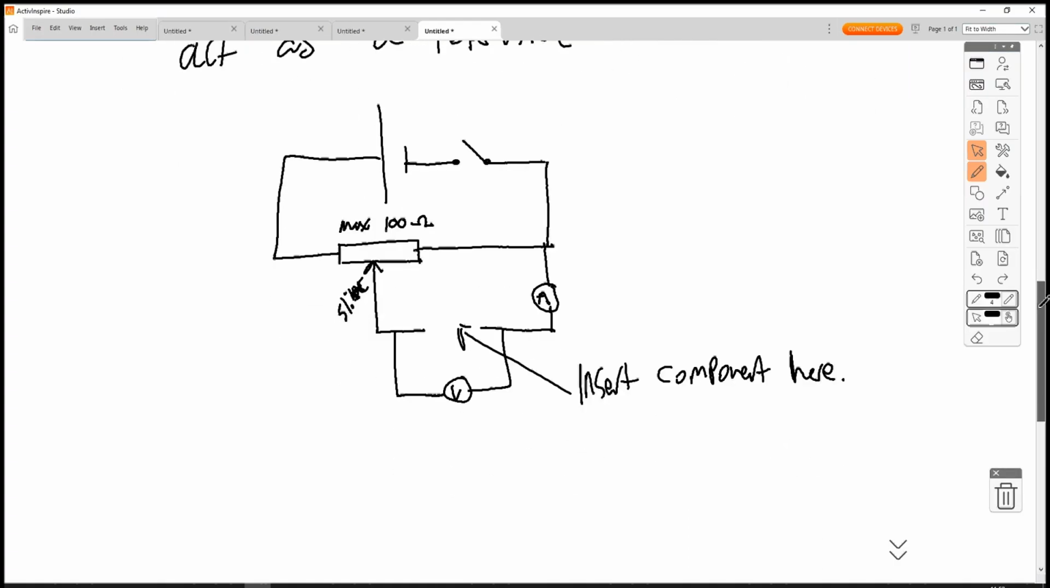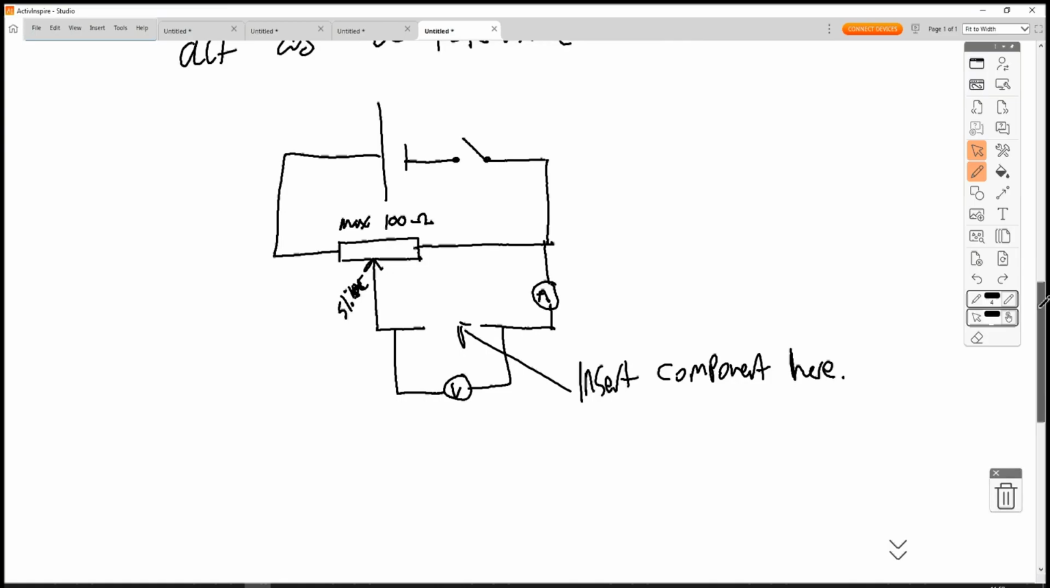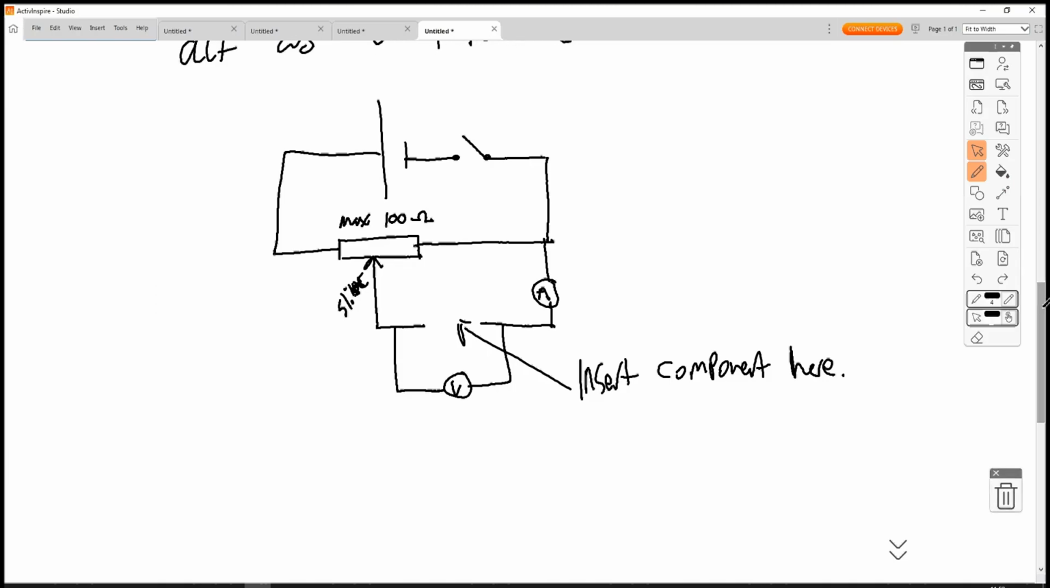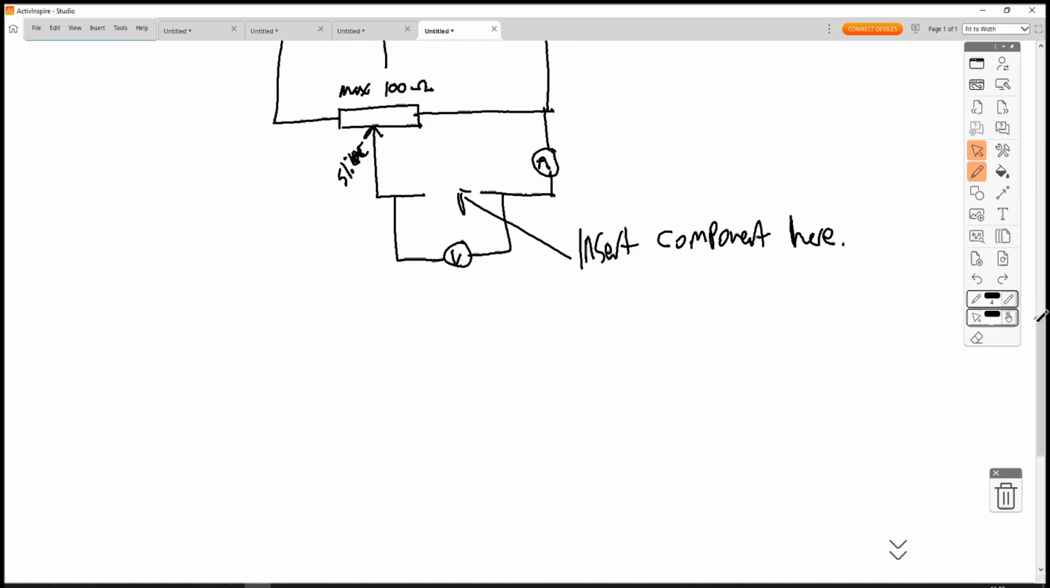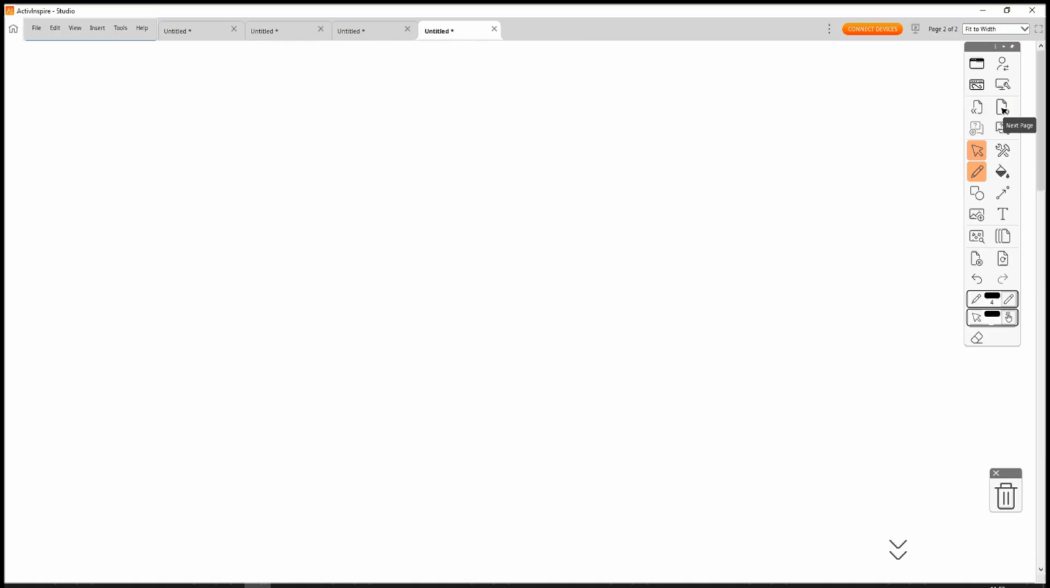What is this doing exactly? Measuring current, measuring voltage, for different values of components, of a component that we put into that gap. Now, we do that with an ohmic resistor.